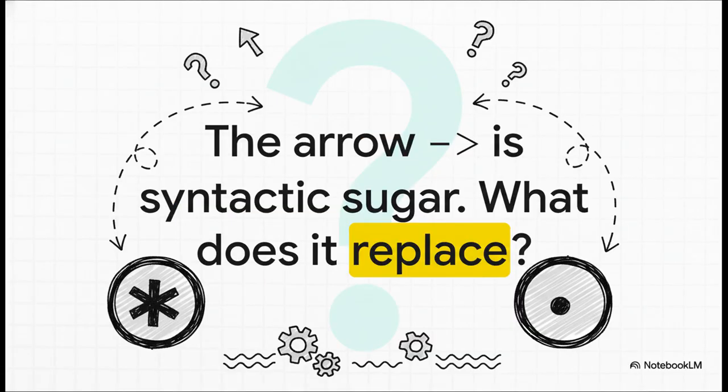And to leave you with a final thought to chew on, the arrow operator is actually what programmers call syntactic sugar. It's really just a convenient shortcut for a slightly longer bit of code. It's actually replacing an operation that involves two other symbols. So, what do you think they are? Figuring that out will give you an even deeper understanding of what's really going on under the hood.